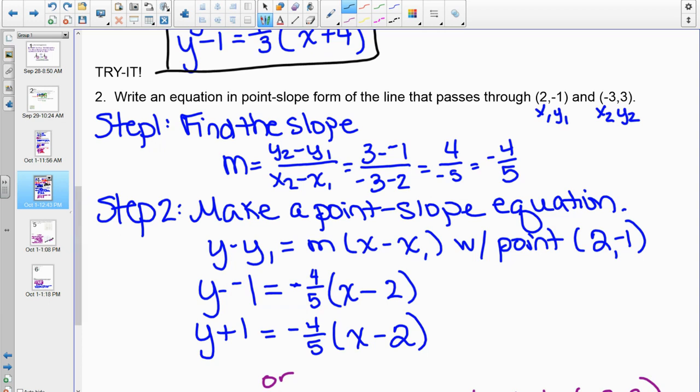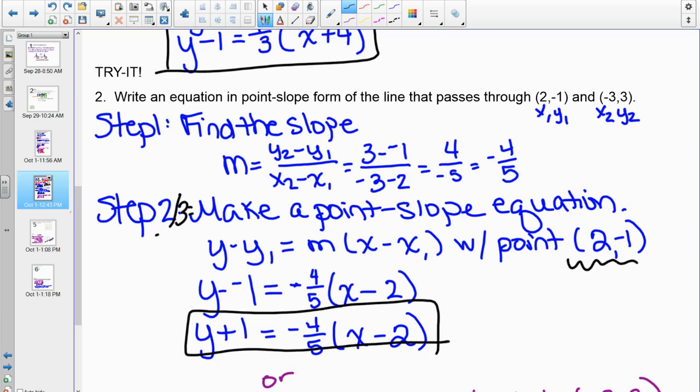And then step 2, you're going to pick that point. Okay, so I picked that point right here. I should say this is step 2 and 3. So I picked the first one, which is 2, -1, and then I'm going to plug that into the equation. So y minus, my y1 is -1, equals -4/5 times x minus, and x1 is 2. So just simplify it. Y minus a -1 is y plus 1 equals -4/5 times x minus 2.